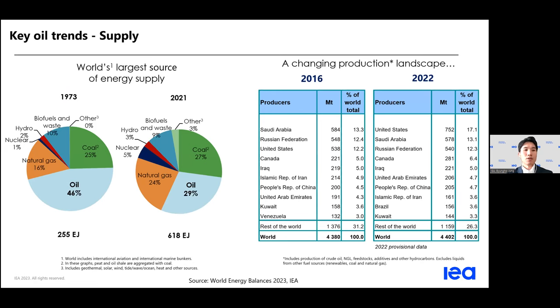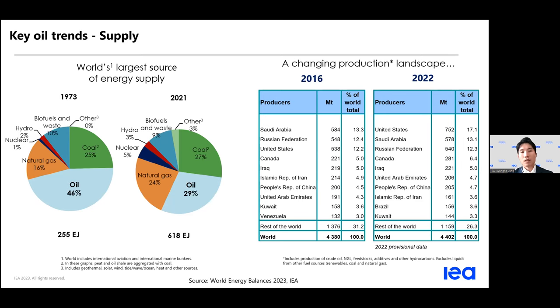The first slide that I'm showing right now is the supply side of the oil. On the left-hand side, we see the comparison between 1973 and 2021. Even if the overall share of oil in the energy supply has decreased since 1973, it is still the largest energy source, accounting for 29% in 2021. It is followed by coal and natural gas, accounting for 27% and 24% respectively.